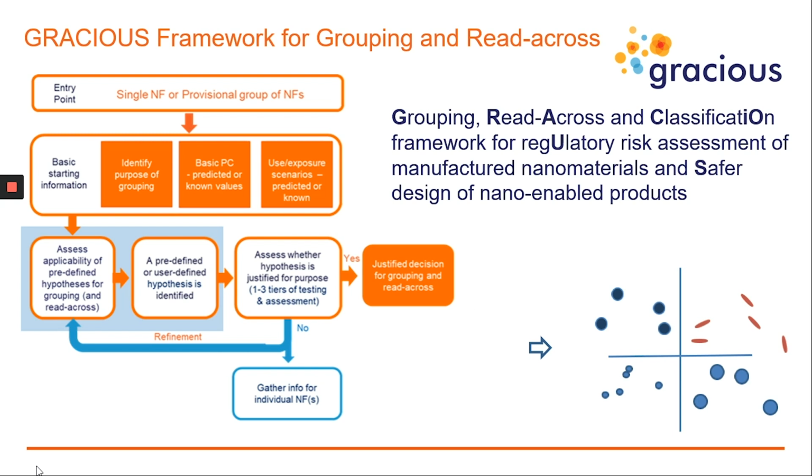Grouping decisions will be underpinned by scientifically justified hypotheses, which identify descriptors relevant to grouping similar nanoforms for a specific endpoint. Within the GRACIOS project, we have developed a number of predefined hypotheses for grouping and read-across. Based on the basic information inputted into the framework by the user, a predefined hypothesis may be suggested as suitable for grouping the nanoforms under investigation.